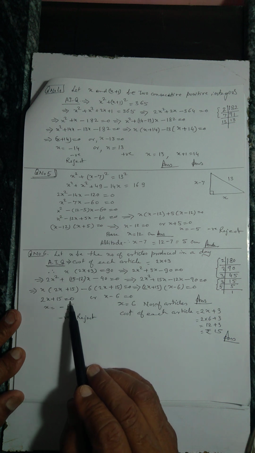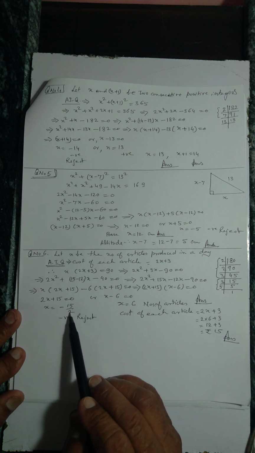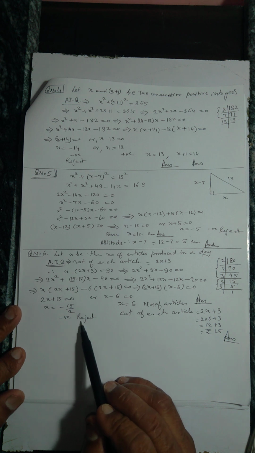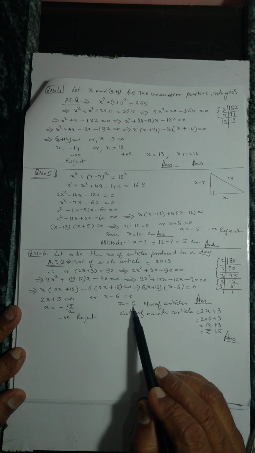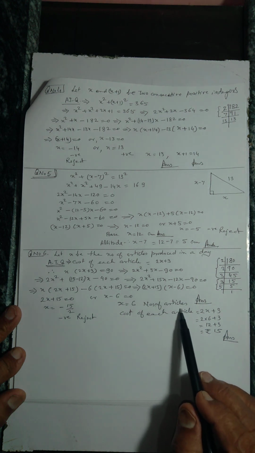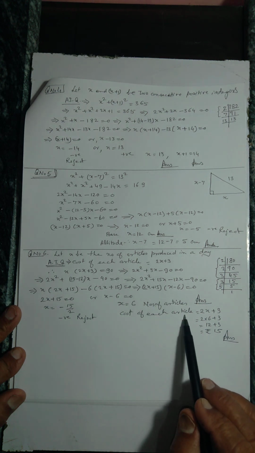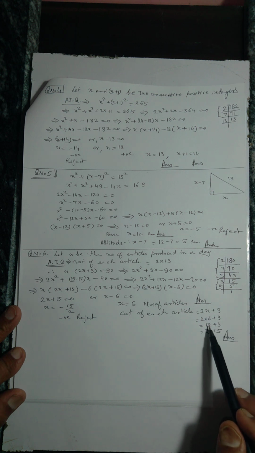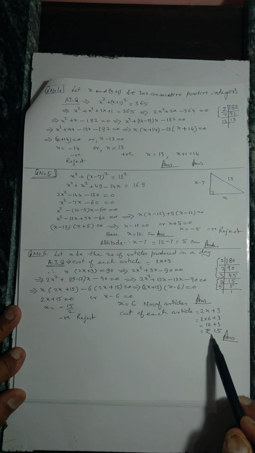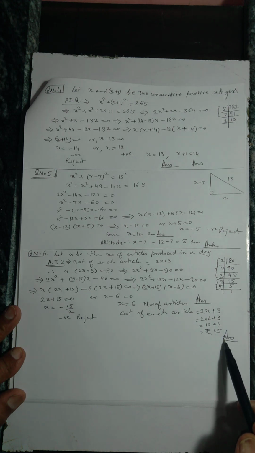So substitute both the factors equal to 0. 2x plus 15 is equal to 0. Here x is equal to minus 15 by 2. It is negative, hence it will be rejected. Now x minus 6 is equal to 0, so x will be 6. Number of articles is 6. The cost of each article should be equal to 2x plus 3. So 2 into 6 plus 3, that is 12 plus 3, that is 15 rupees. These are the answers of this question.